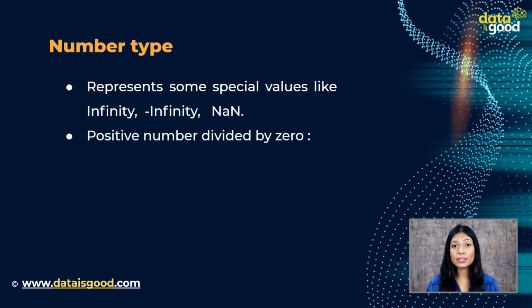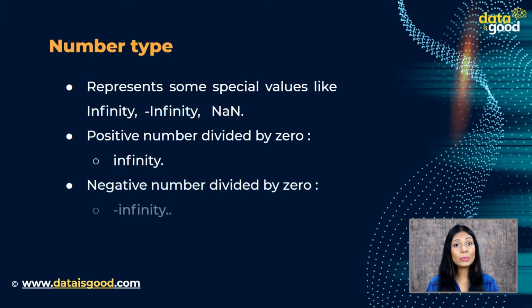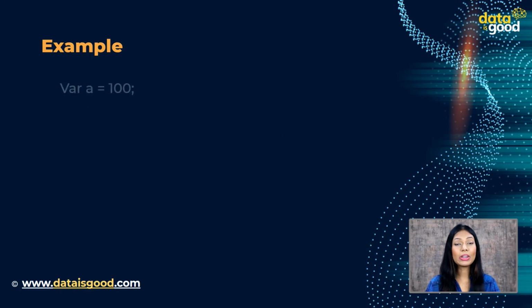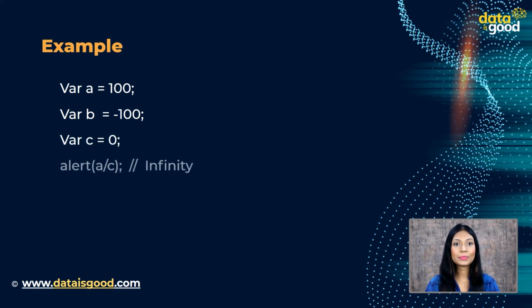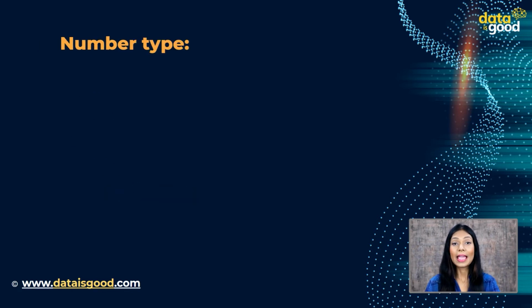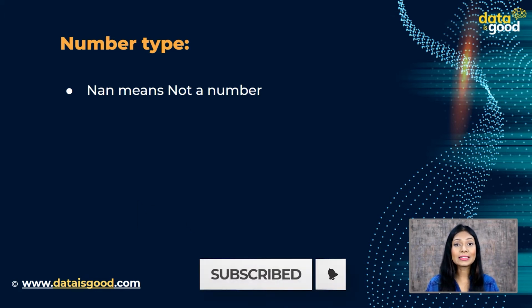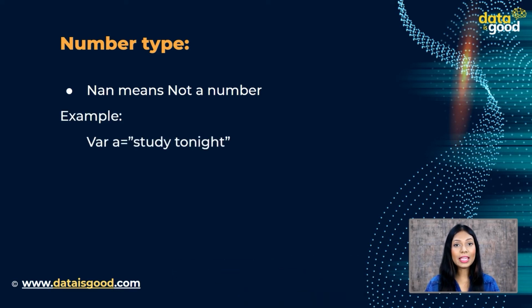When a positive number is divided by 0, which would be a runtime error in other languages, in JavaScript it is represented as Infinity. Similarly, when a negative number is divided by 0, we will get -Infinity. Example: var a = 100, var b = -100, var c = 0. alert(a/c) gives Infinity. alert(b/c) gives -Infinity. And NaN means not a number. If we try to perform any operation between a numeric value and a non-numeric value, like a string, we will get this as output. Example: var a = "study tonight", var b = 7. alert(a/b) gives NaN.